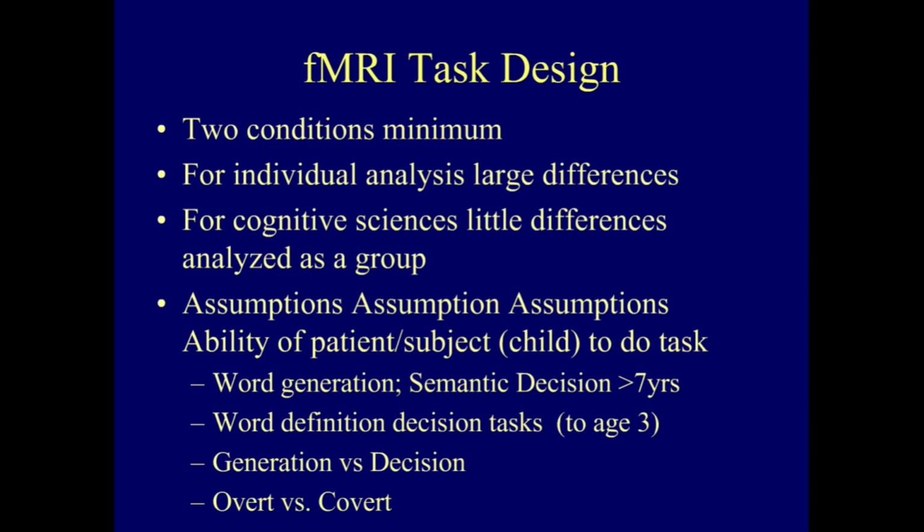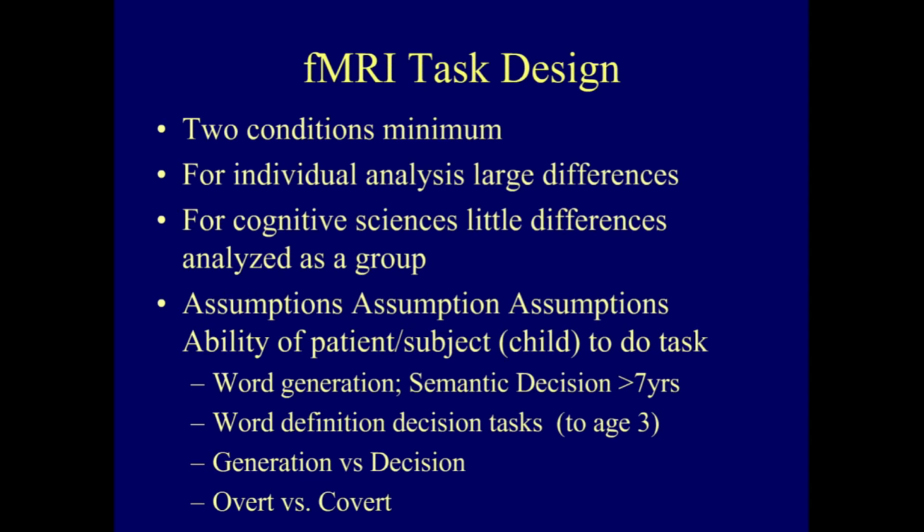Important are the ability of a patient or subject or a child, for example, to do the task. So, for example, word generation tasks and semantic decision tasks can be done in children over the age of 7 years. They are problematic in children younger than 7. Word definition decision tasks can be done down to the age of 3. When you do generation tasks, there is a different activation pattern for when a decision is required, as that tends to recruit Brodmann's area 47 bilaterally.